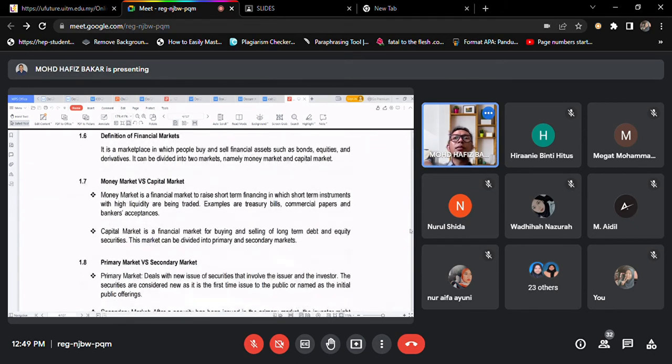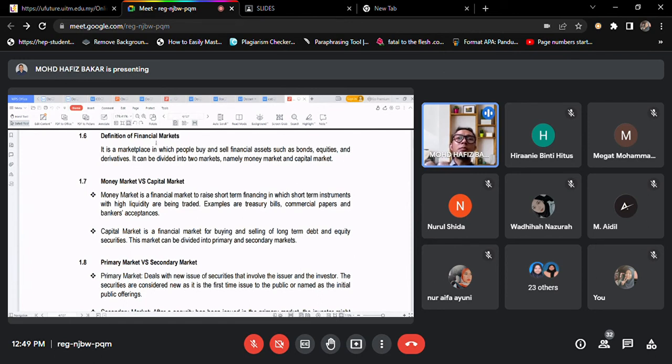Okay, this is the other information that you also need to know. Definition of financial market. Financial market is the institution lah. Market, kalau kita tahu pasar lah kan. Market is something like a place that does the trading or transaction. For financial market, it is the place or the institution that does the buying and selling of financial assets, for example, investment products or financing products. For example, financial assets: bonds, equities, and derivatives.